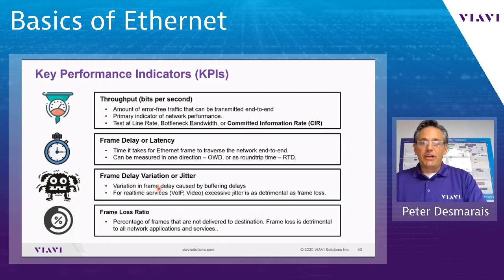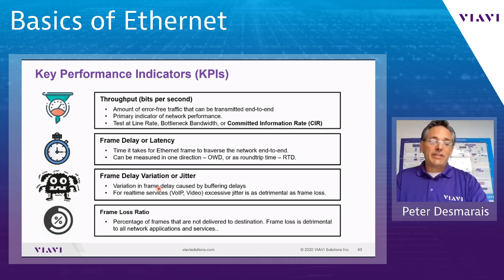Next one, jitter, frame delay variation. It's a variation in the response times of frames over the network. As we're sending those frames, what is the variation in those? And it's detrimental, obviously, for real-time services. So next one, frame loss ratio.